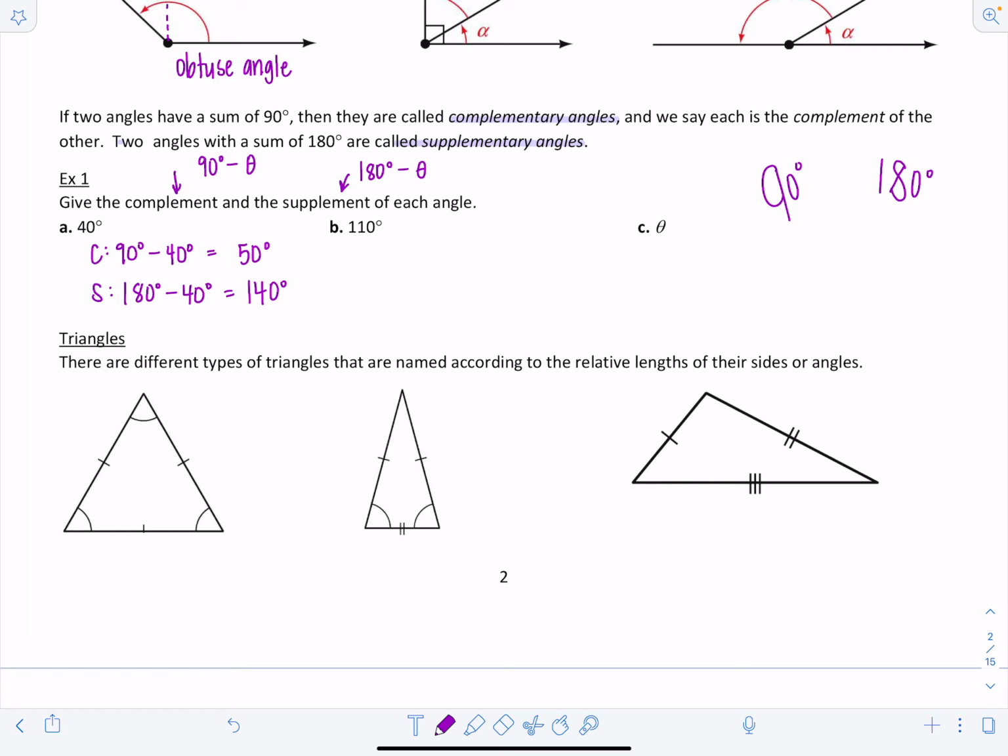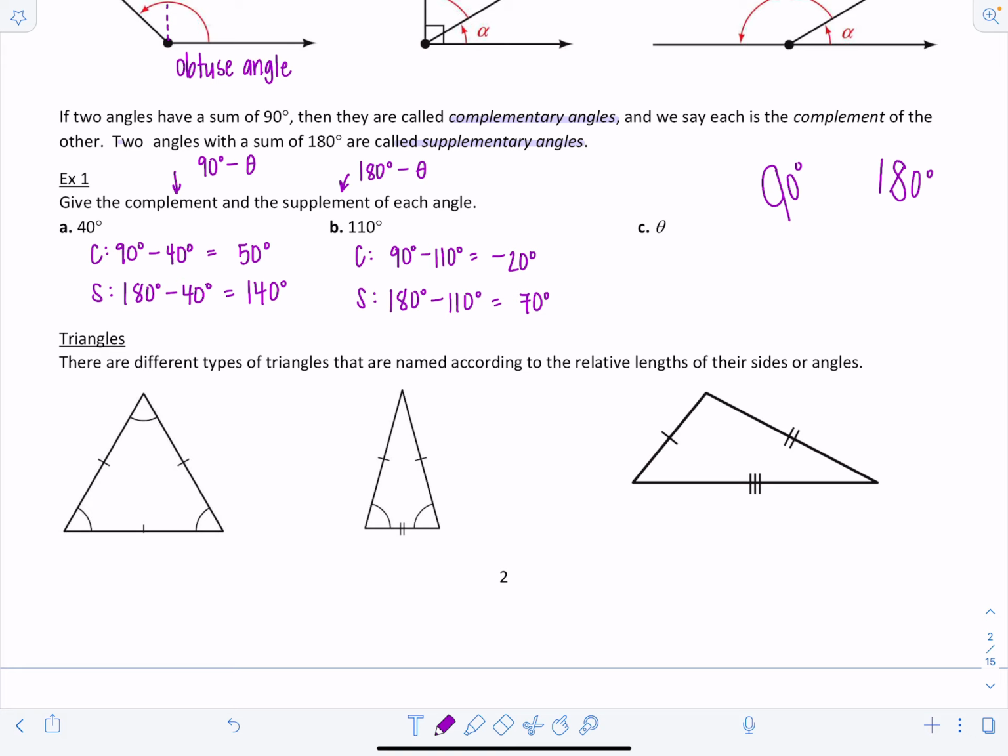Nice. Okay, example B, 110 degrees. Now that might seem a little weird because complementary angles should sum up to 90. Well, that means we're going to have a negative complement. So you take 90 degrees minus 110, and that's negative 20 degrees. And the supplement would be 180 minus 110 degrees, which is 70 degrees.